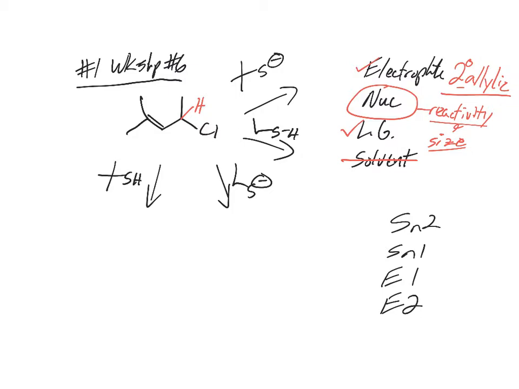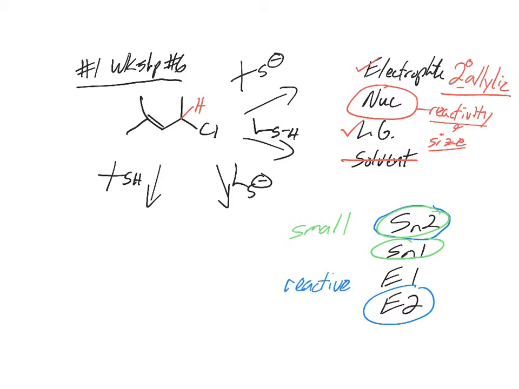Reactive nucleophiles are the charged ones, so that's SN2 and E2. They like the reactive nucleophiles or bases. E1 and SN1 want the less reactive ones. Who wants the small nucleophiles? SN1 wants a small nucleophile. What else? SN2. So green is small, blue was reactive. Who wants large nucleophiles or bases? E1 and E2.